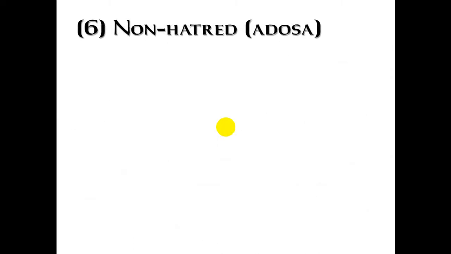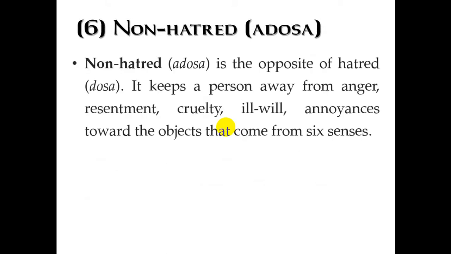Another one is non-hatred, adosa. It is the opposite of dosa. It keeps a person away from anger, resentment, cruelty, ill will, and annoyance toward the objects that come from the six senses. When we see something, we try to grasp it. That is the characteristic of greed. When we see something, we try to reject it with anger. That is the characteristic of dosa. With adosa, even though you see unpleasant things, you are not rejecting.